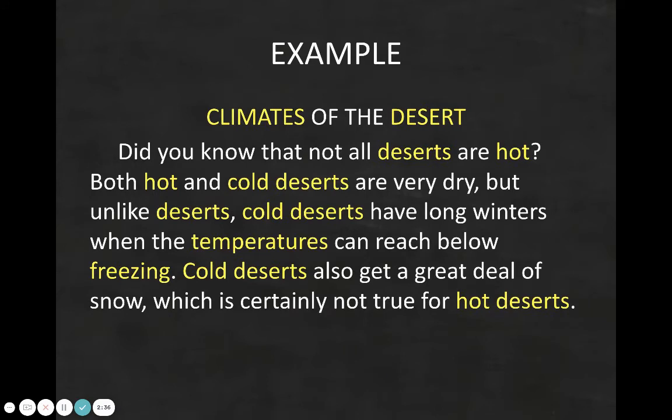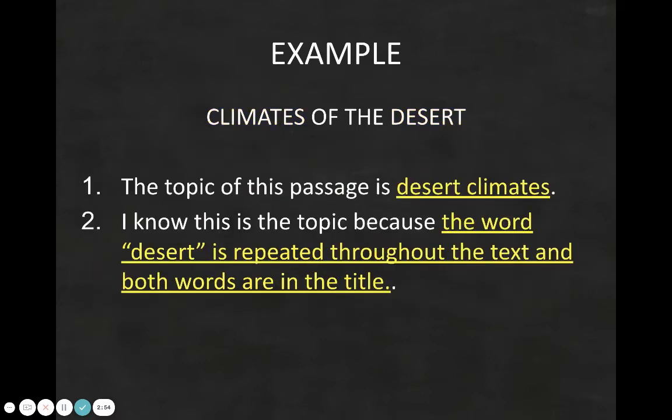Like these. Climates gets repeated, desert, deserts, hot, cold, temperatures, since that kind of goes with hot and cold, freezing, since it's very similar to hot, cold, and temperature. So we sort of highlighted everything we see being repeated. So based on that, I can assume the topic of this passage is desert climates.